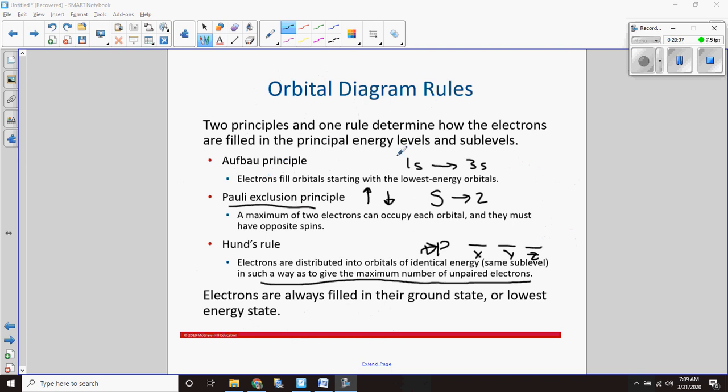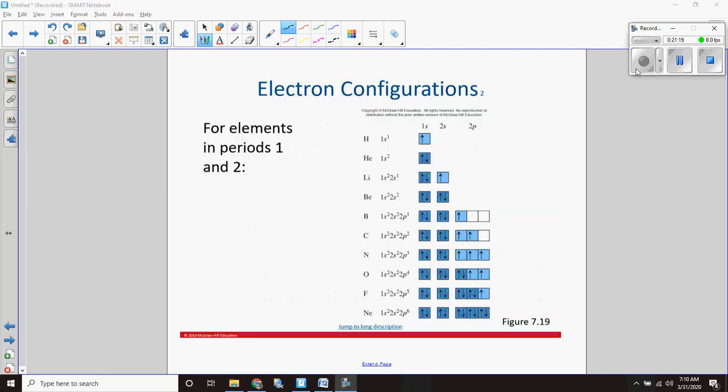We have to obey the Aufbau principle, which says we start from the lowest orbital and then work our way up. We have to obey the Pauli exclusion principle, which says electrons in the same orbital have to have opposite spins. As well as Hund's rule, which applies where we have orbitals of identical energy, and the only orbitals like this are p orbitals, d orbitals and f orbitals. S orbitals don't factor into this. We have to give a maximum number of unpaired electrons first before we start pairing electrons up. So Hund's rule favors unpaired first, then we end up pairing them up. And this allows us to write orbital notations.